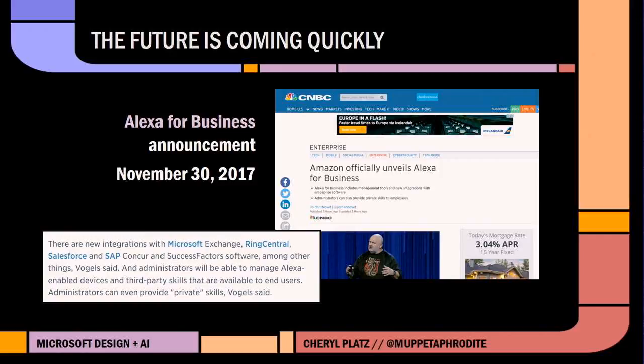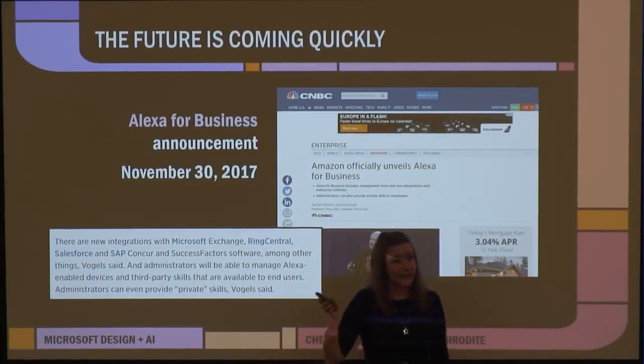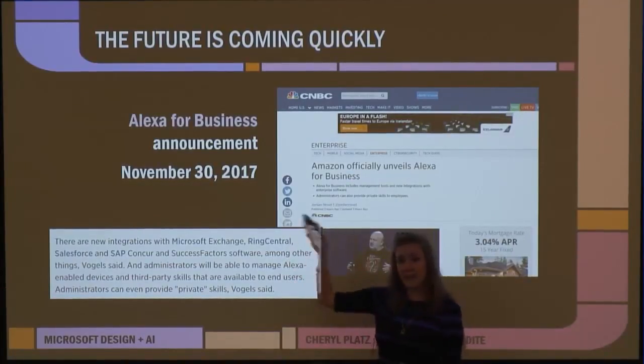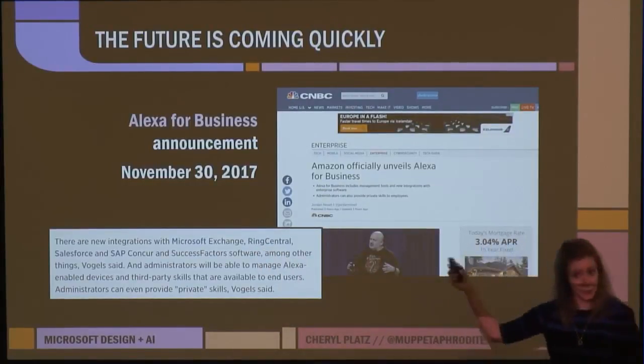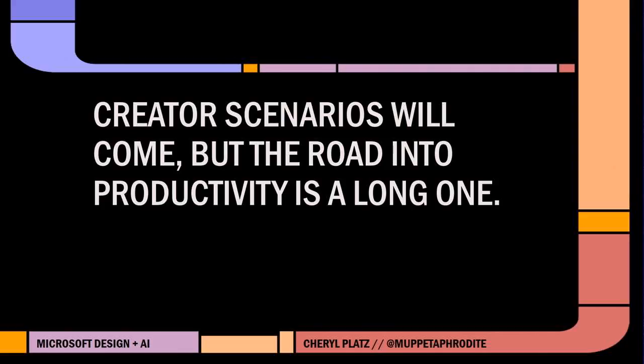And the future's coming quickly. This came out yesterday. Alexa for Business was announced. And there are integrations with Microsoft Exchange, RingCentral, Salesforce, huge competitor for us, SAP Concur, SuccessFactors. It's going to take a while, but this is sort of an icebreaker. This might change the conversation from voice isn't appropriate to the workplace to why aren't we doing voice in the workplace? So we need to keep a very close eye on this, get ahead of the curve, and look for opportunities to find ways to enhance office productivity and take advantage of growing comfort with these more inclusive input modalities. Creator scenarios will come, but this road is a long one.